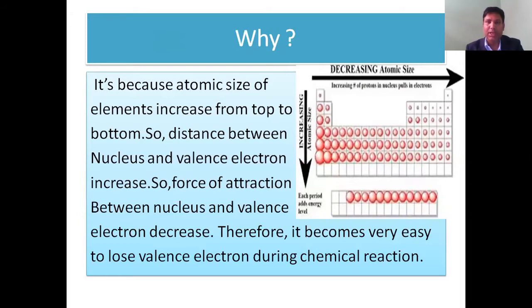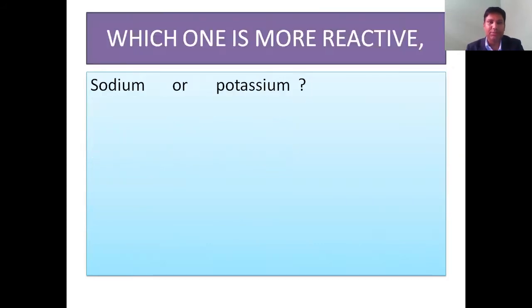It is because if we go from top to bottom, the atomic size of the element increases. When the atomic size increases, the distance between the nucleus and valence electron also increases. Therefore, the force of attraction between the nucleus and the valence electron decreases. Therefore, it becomes very easy for them to lose valence electrons during chemical reactions. Therefore, they are more reactive.